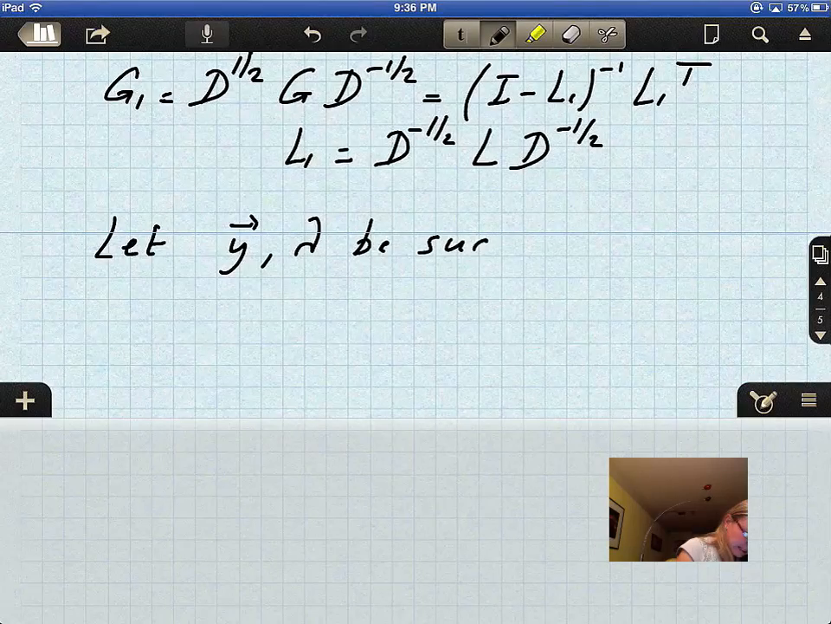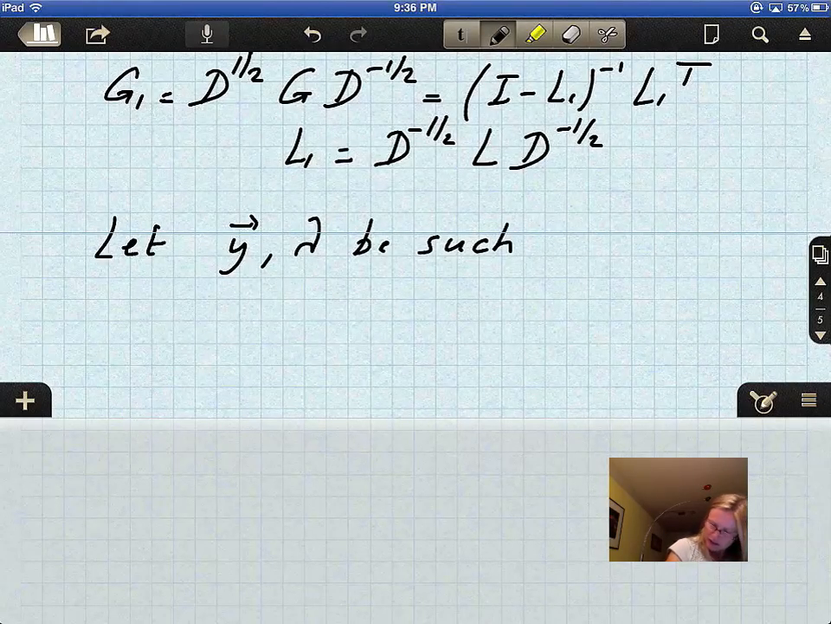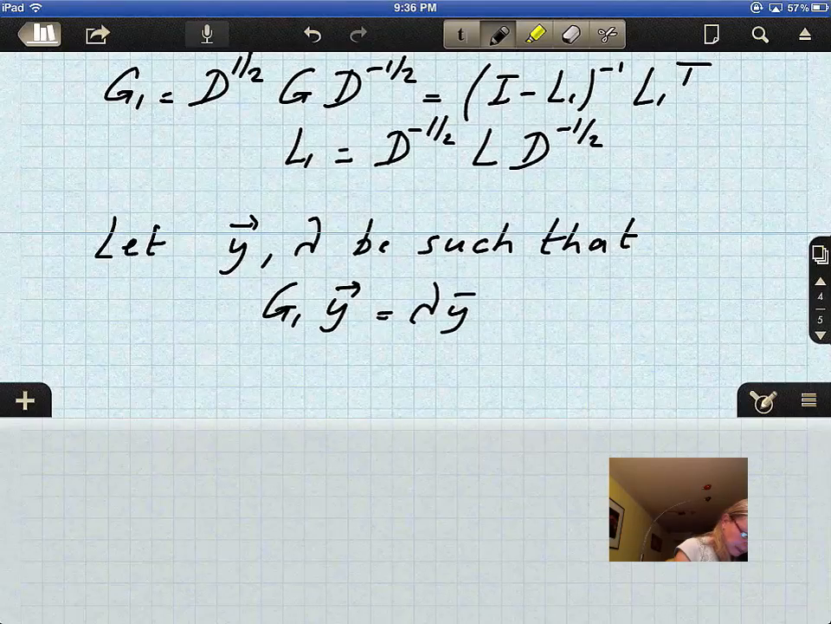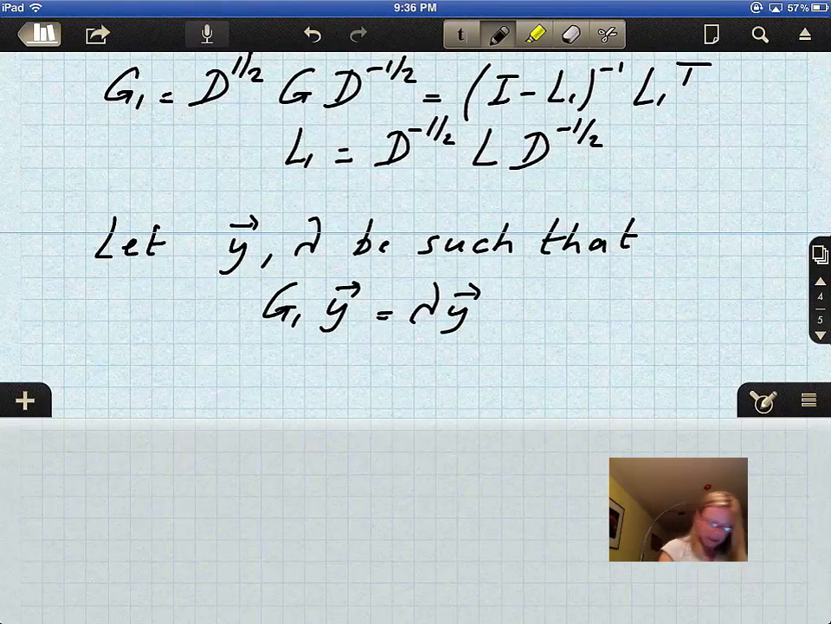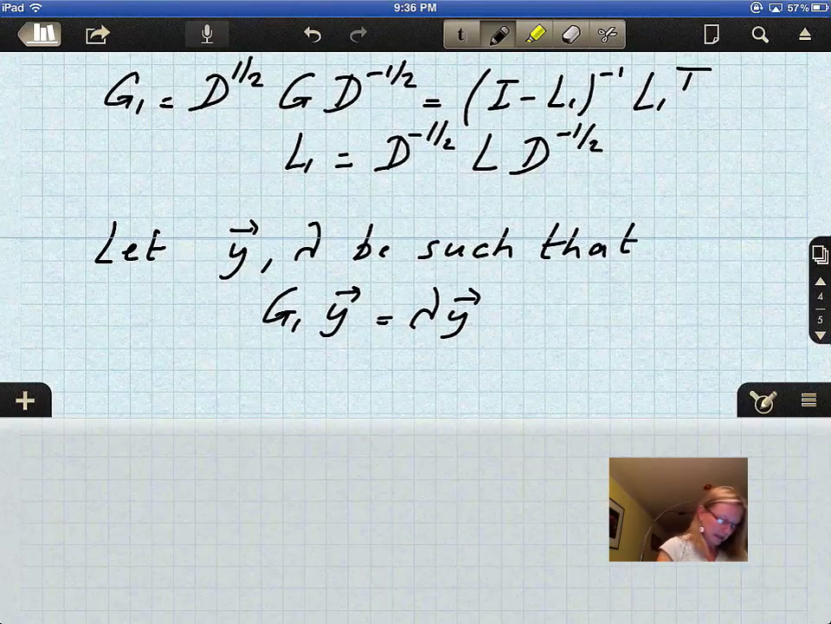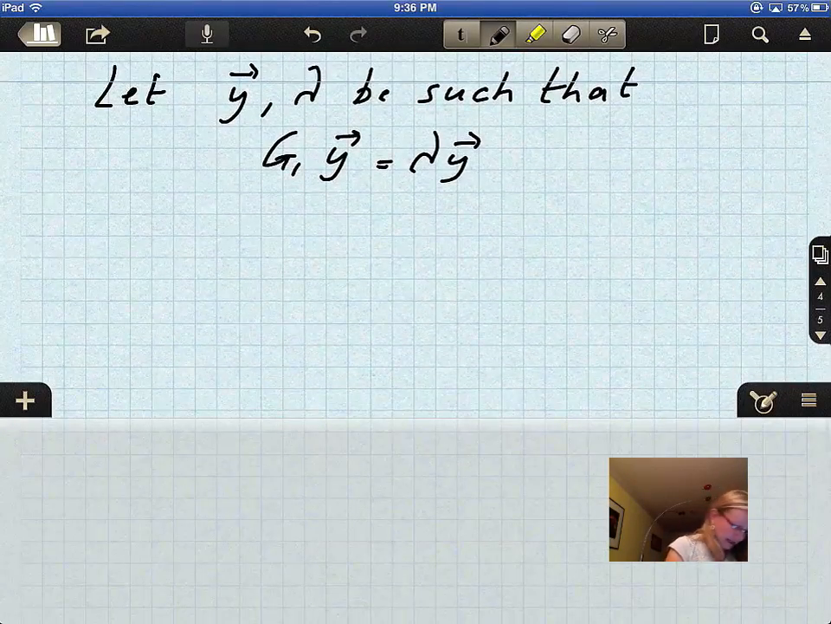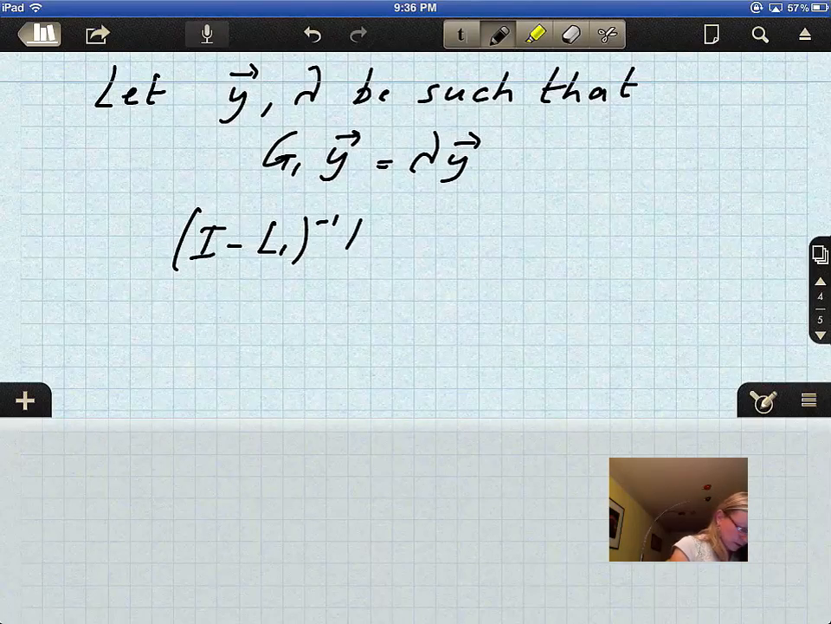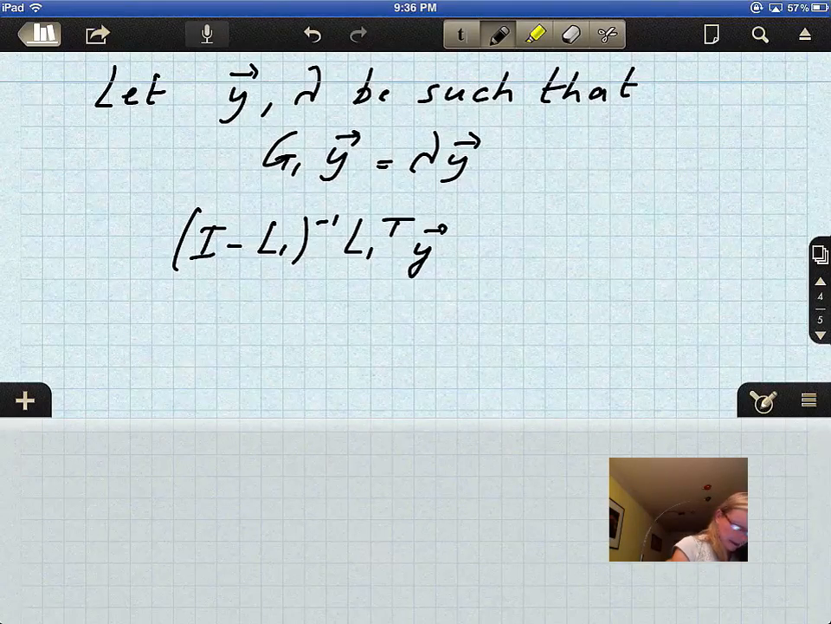Okay, so we take I and lambda such that G1 y is lambda y. So we just plug that in, so we have an expression for G1, and if we plug this in, then we get (I minus L1) inverse L1 transpose y is lambda y.